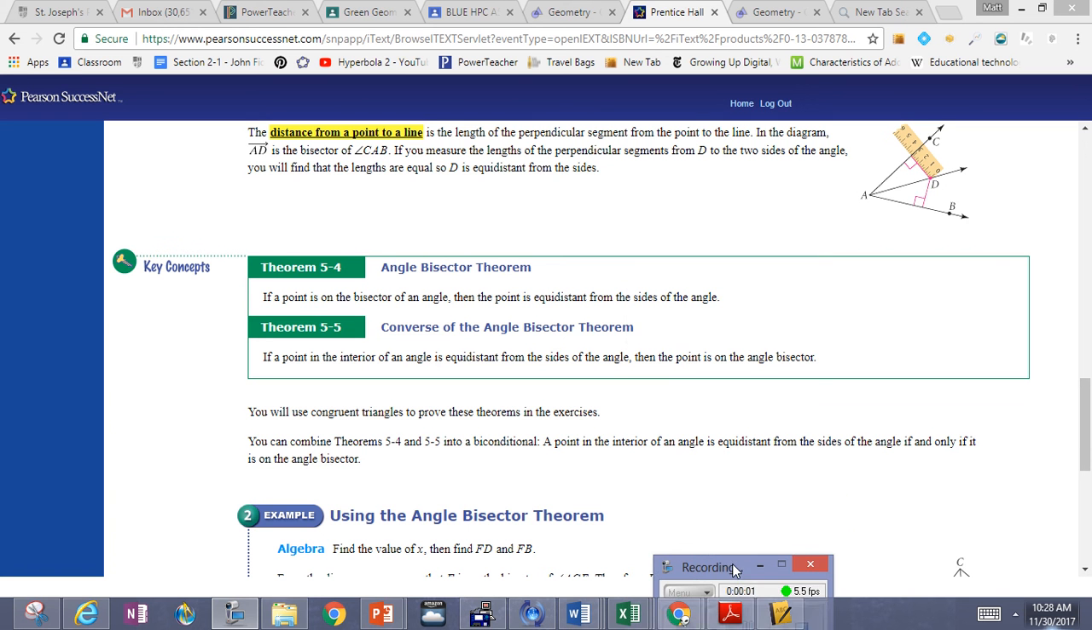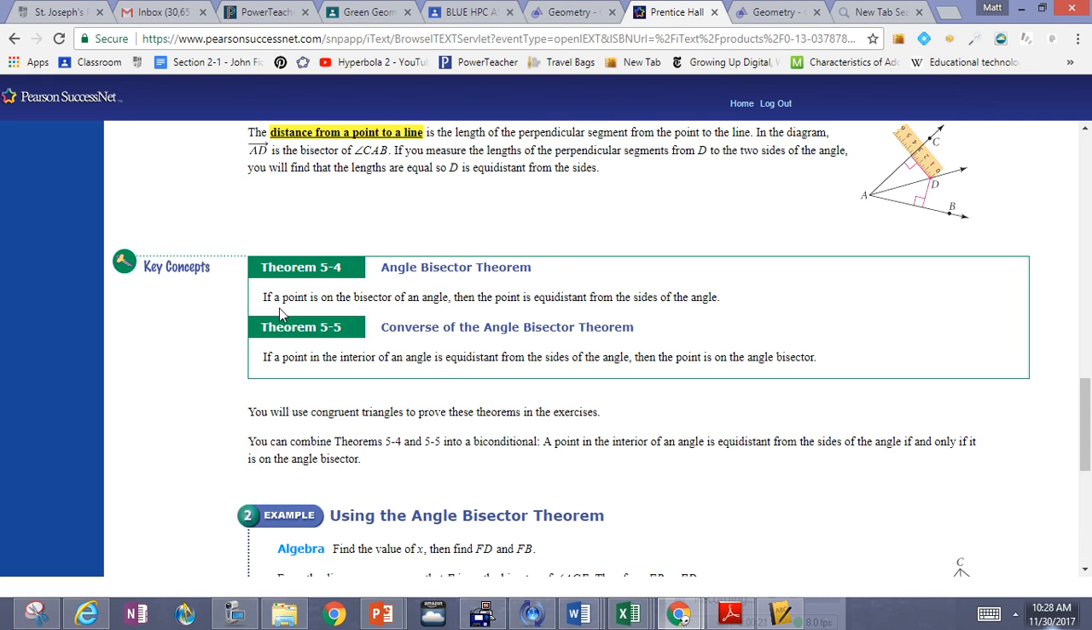All right, guys, here we go again. We are going to now look at theorem 5-4, the angle bisector theorem, stating if a point is on the bisector of an angle, then the point is equidistant from the sides of the angle.